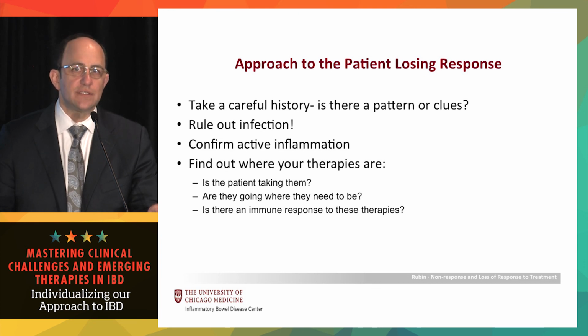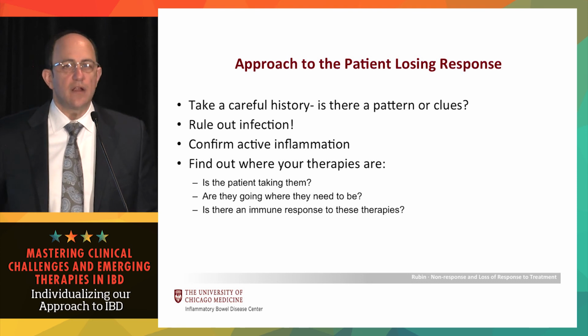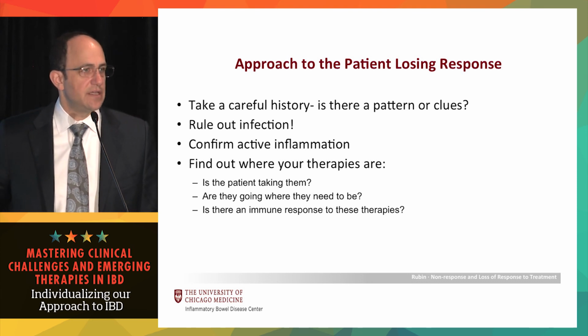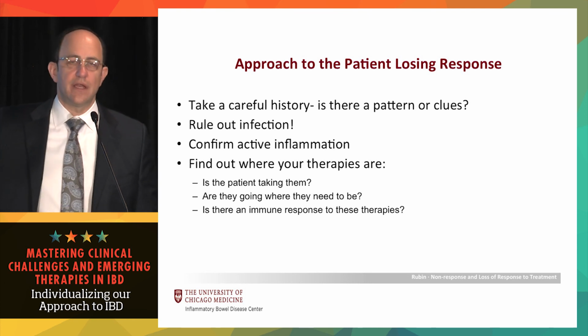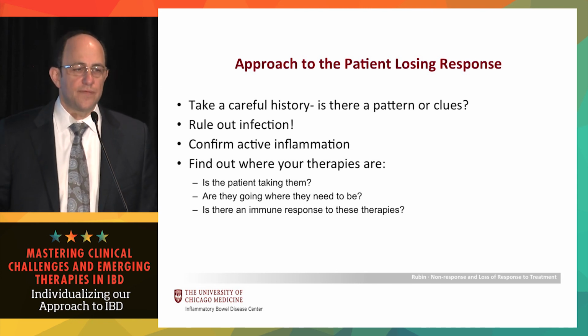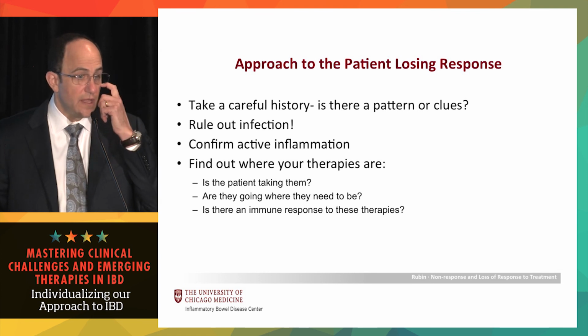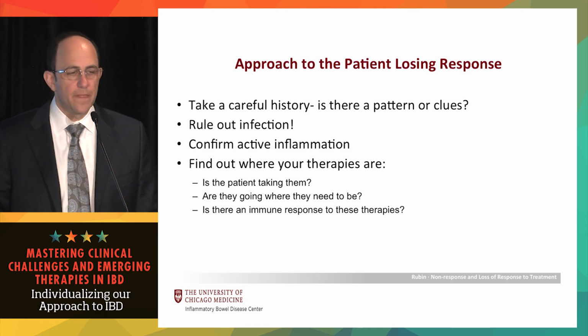So I'll end with this, the approach to the patient losing response. First of all, take a careful history. Is this a pattern of attenuation, meaning that they describe to you over time, I was losing response, then I'd feel better when I got the drug, then I felt worse again, or did this just happen right away? They fell off a cliff. Rule out infection, C. diff, but other things too. Confirm active inflammation. Make sure you're treating the right problem. Very commonly a challenge here.